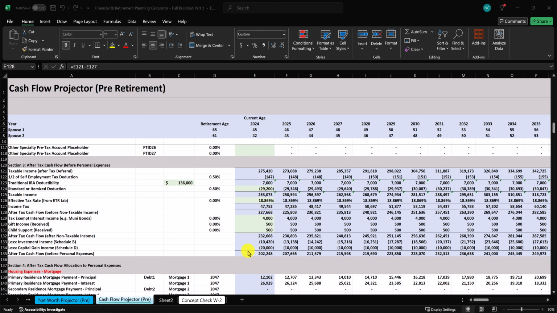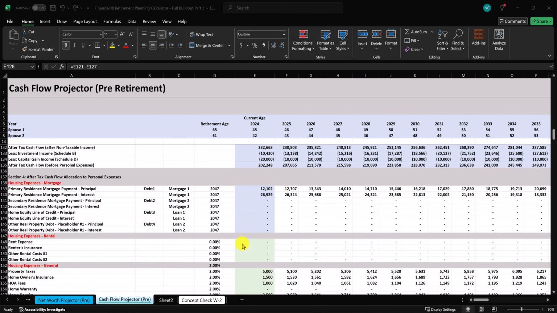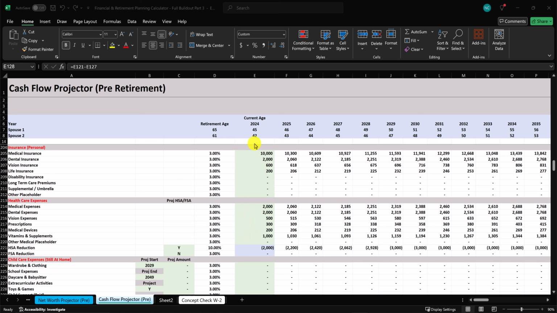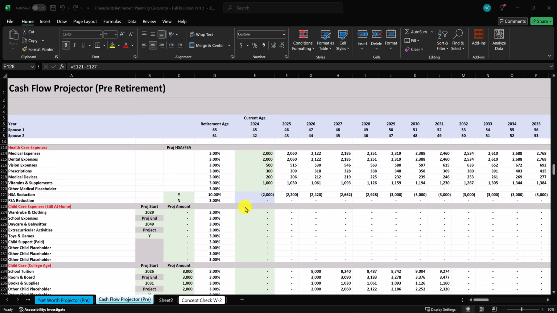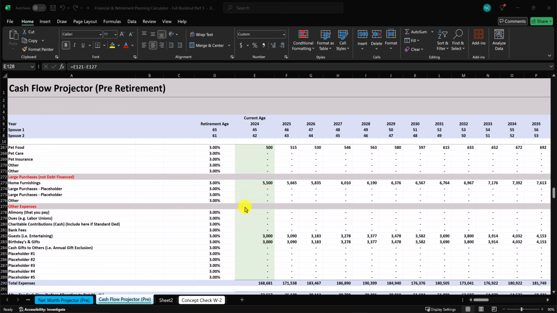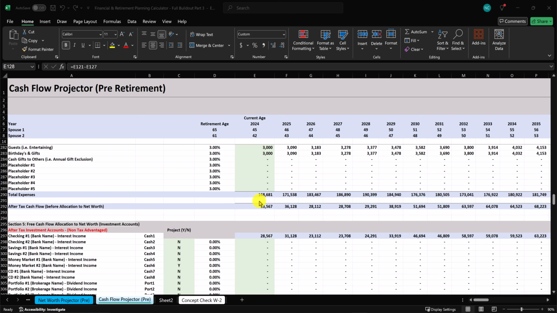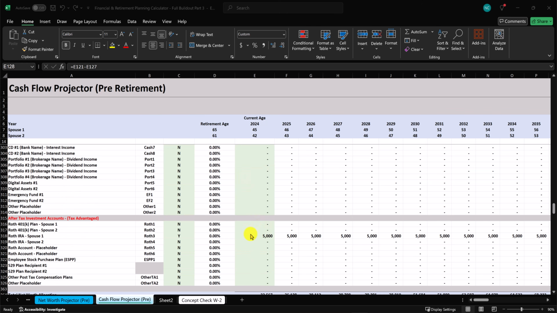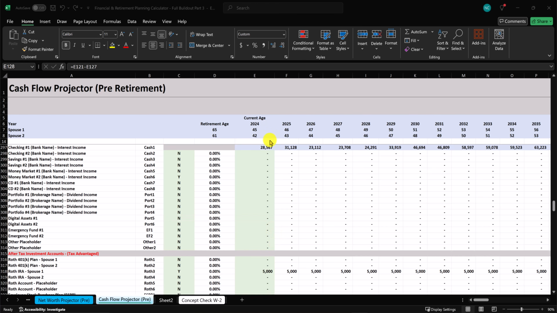We will then take that $202,000 and subtract off all of our expenses: housing expenses, all these additional housing expenses, vehicles right here, other loans, insurance, healthcare expenses, and so on, all the way down to the bottom here. Total expenses is $168,681 in this example. That leaves $33,567 that's going to go into our net worth after all expenses. Of that amount, we have chosen to put $5,000 right here into a Roth IRA, and the remaining $28,567, as we said, went into checking one.